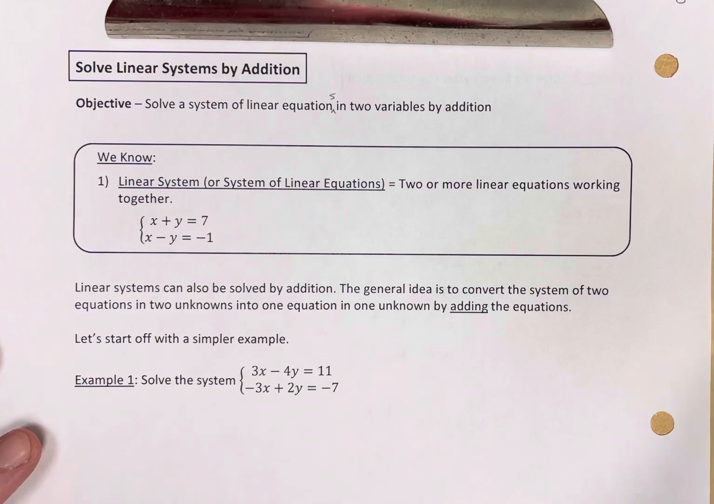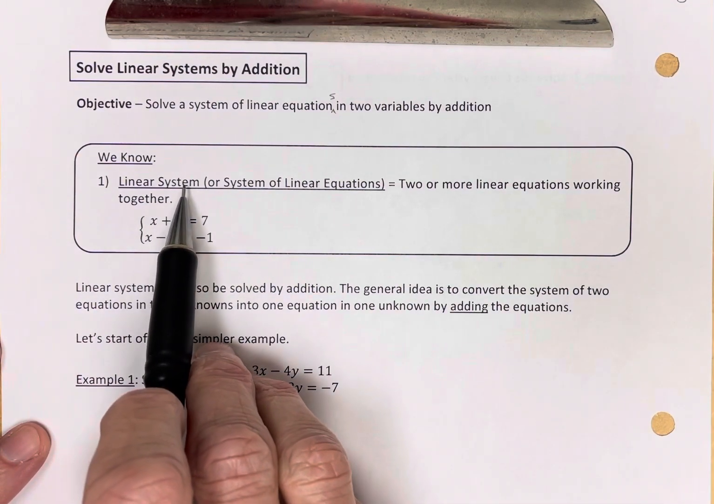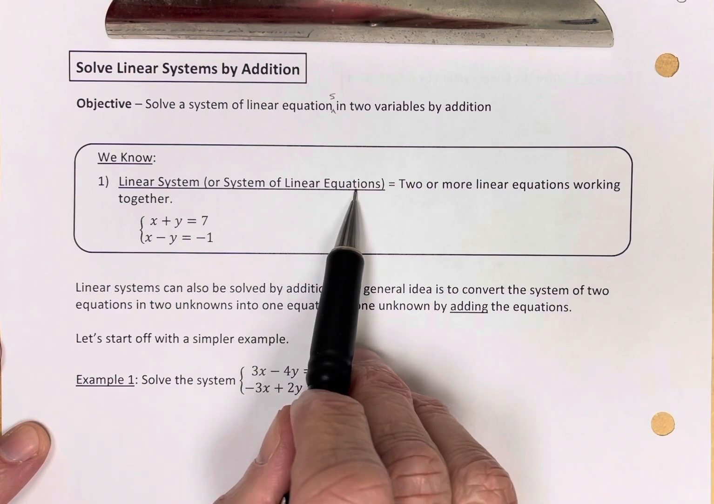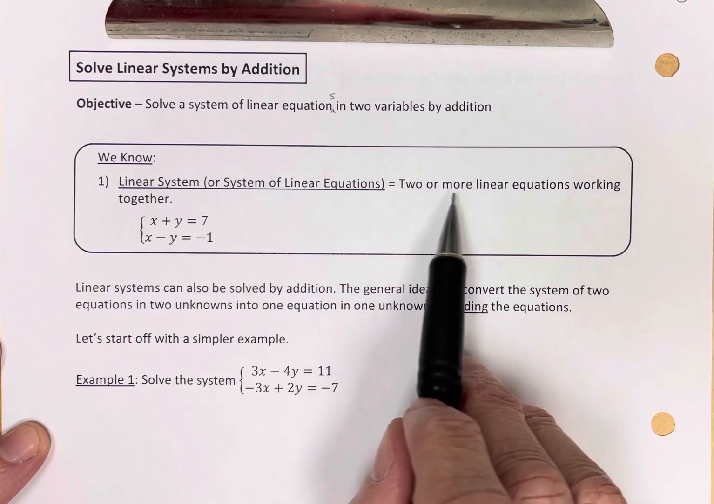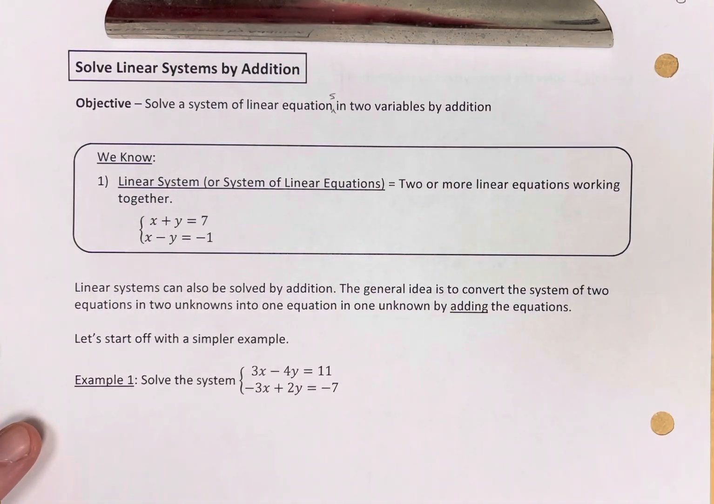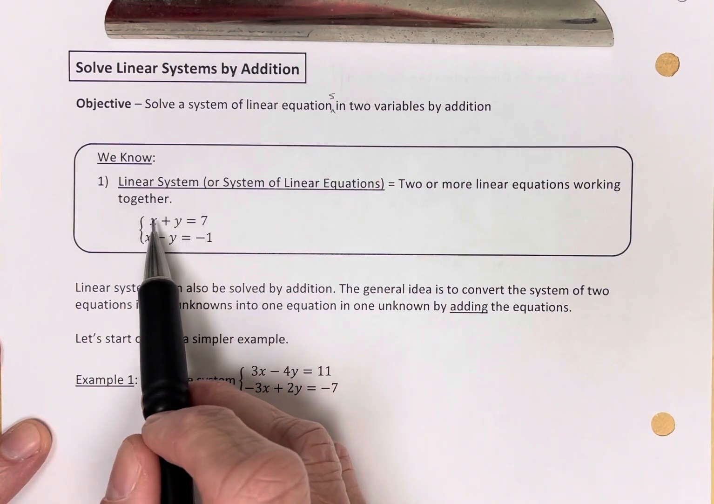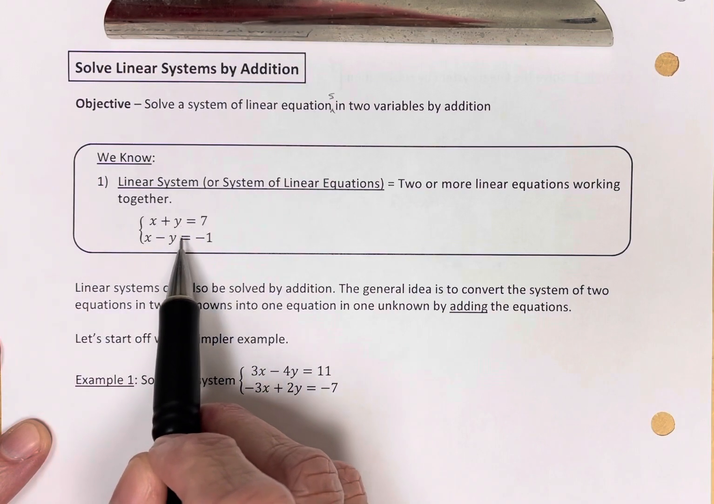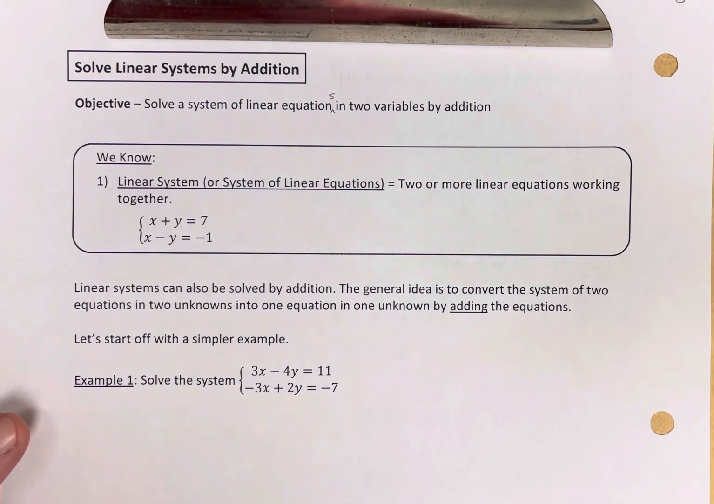Well, what do we know? We know what a linear system is. It's also called a system of linear equations. A linear system is two or more linear equations working together. And we've been working with linear systems that involve two variables. And here's an example: x plus y equals 7 and x minus y equals -1.